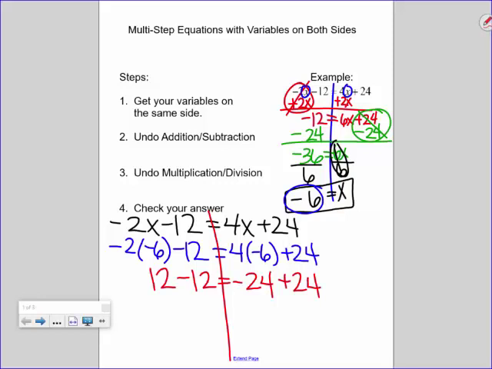Now I have 12 minus 12 is 0. Sorry, that's a 0, not a 6. And then I have -24 plus 24, 0. Is this a true statement? Yes. So is our answer correct? Yes, 0 does equal 0. All right. Any questions on this problem?